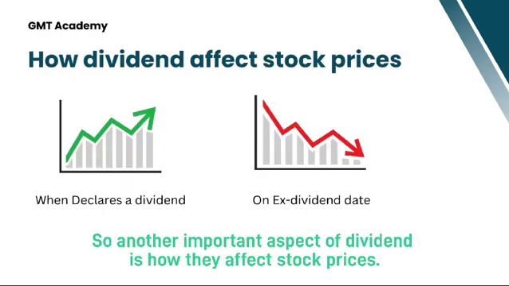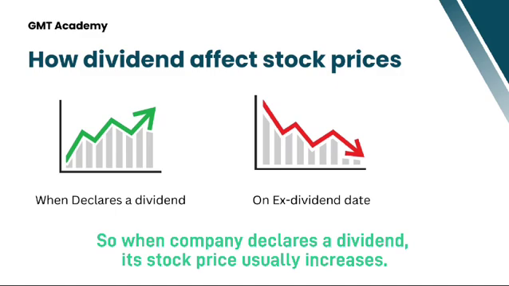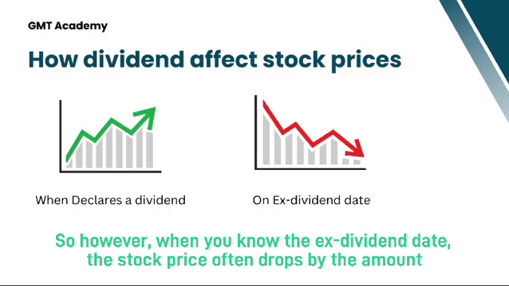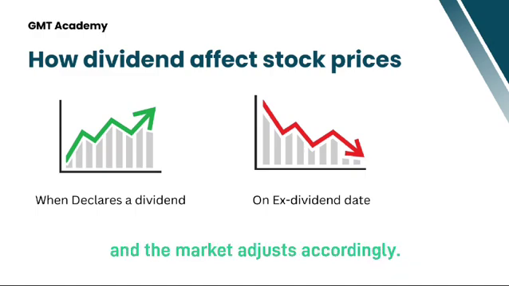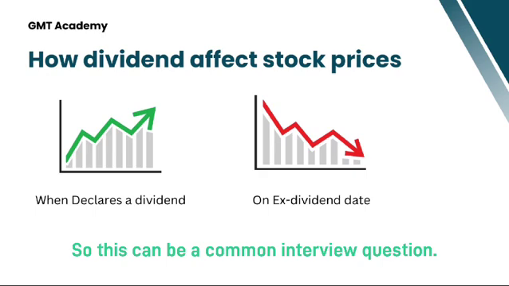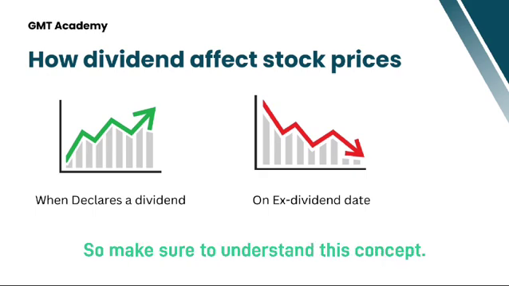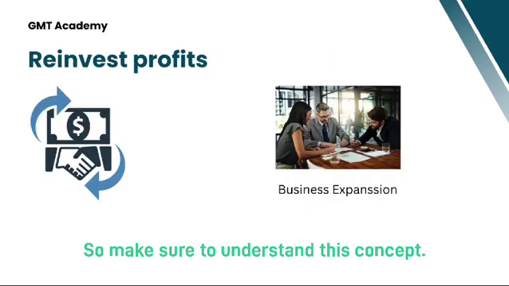Another important aspect of dividends is how they affect stock prices. When a company declares a dividend, its stock price usually increases. However, on the ex-dividend date, the stock price often drops by the amount of the dividend. This is because new buyers aren't eligible for the dividend anymore, and the market adjusts accordingly. This can be a common interview question, so make sure to understand this concept.